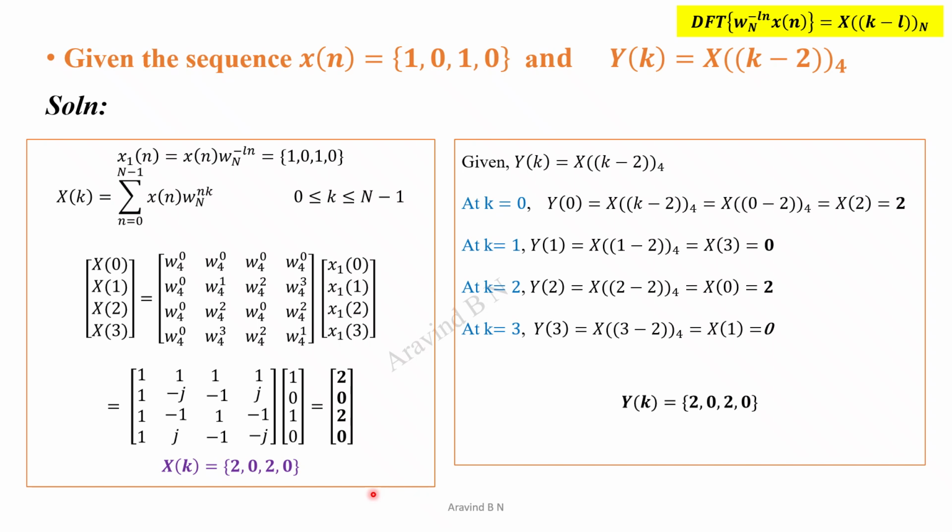As we can observe, this is the left hand part of the result and this is the right hand part of the result, and both of them are the same. Hence the circular frequency shift property is verified. Now let us go through the Scilab program for this one.